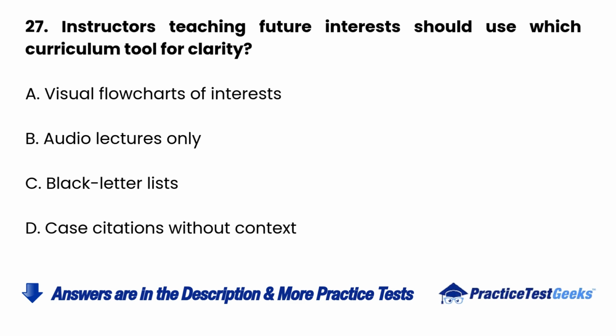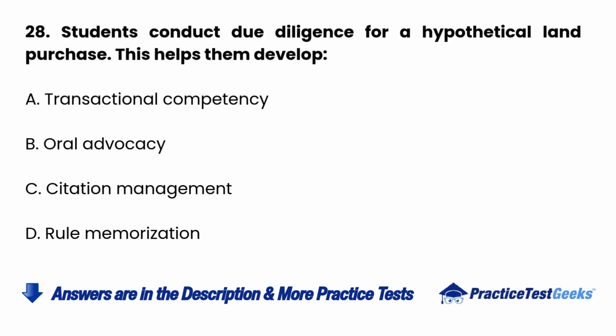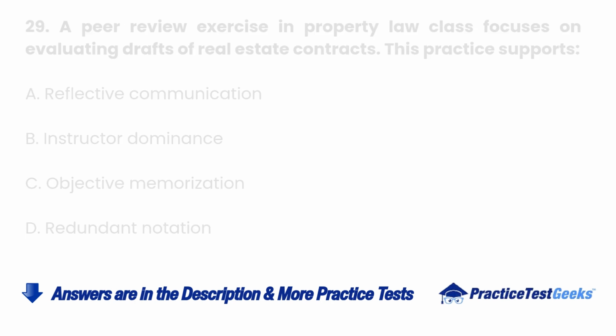C. Black-letter lists. D. Case citations without context. 28. Students conduct due diligence for a hypothetical land purchase. This helps them develop A. Transactional competency. B. Oral advocacy. C. Citation management. D. Rule memorization.